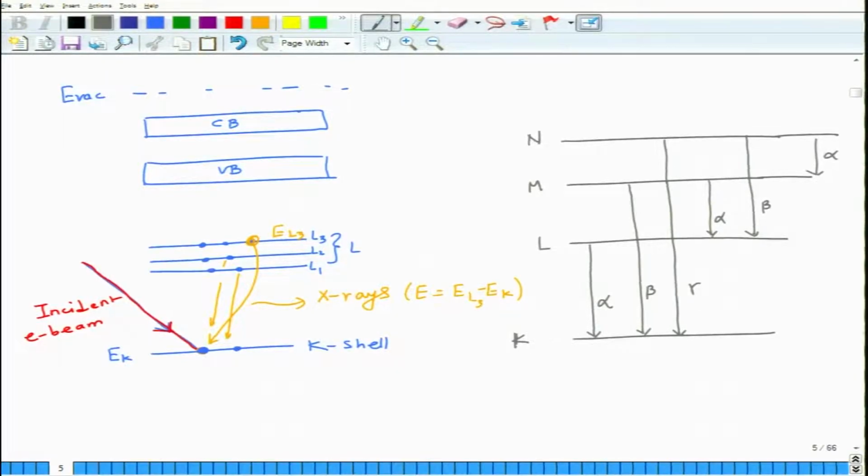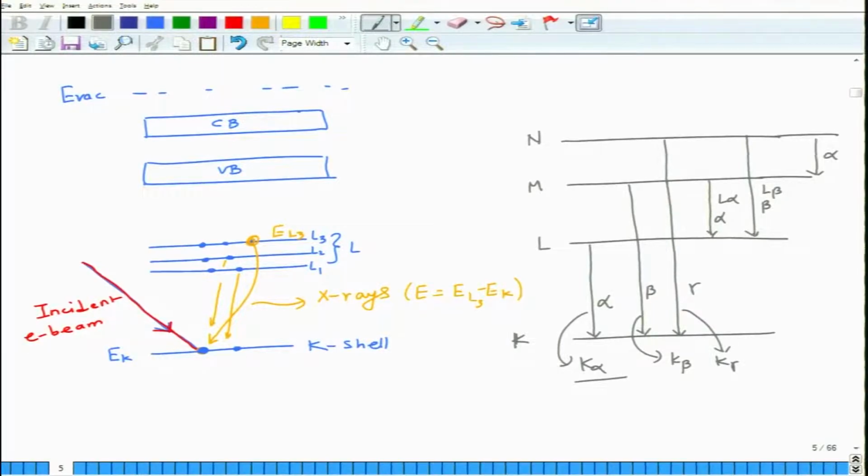If you are going to one above, transition from there to the bottom level is called beta, and so on and so forth. So, when we say K alpha, the transition has taken place from L to K. K beta will mean transition from M to K. This is K gamma, which is very rare. Similarly, this will be L alpha, this will be L beta. So, these are all X-rays.